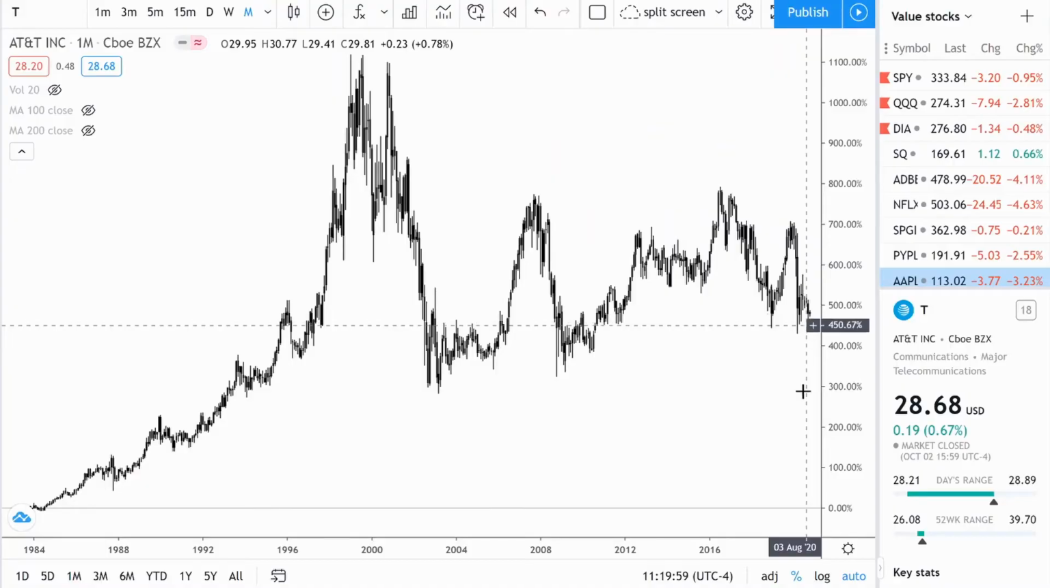But here's where it gets exciting. If we look right over here, data adjusted for dividends.